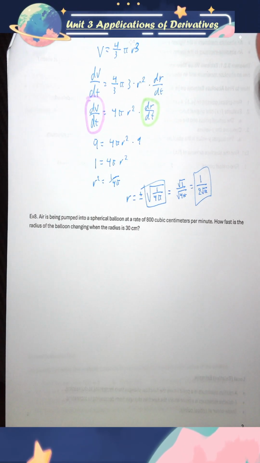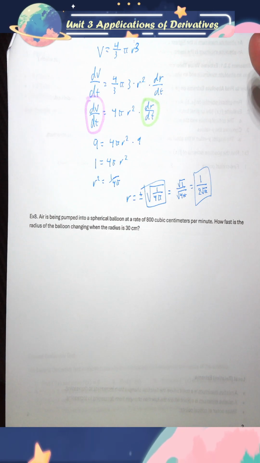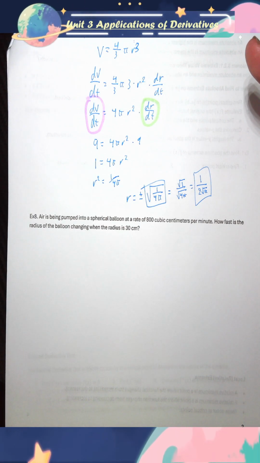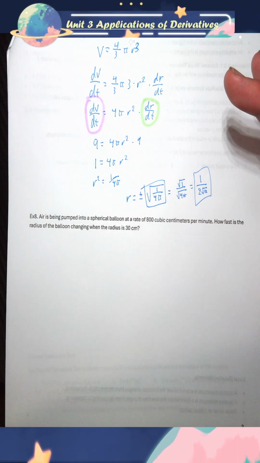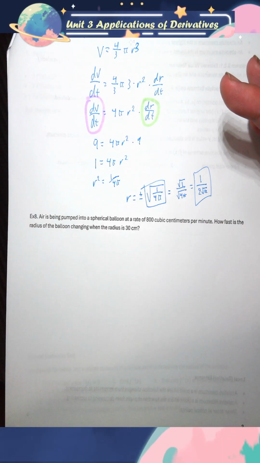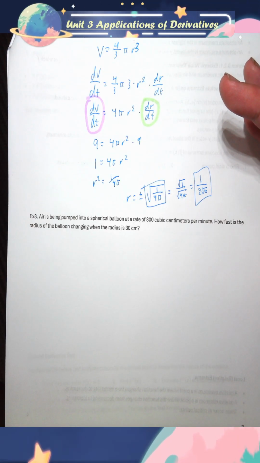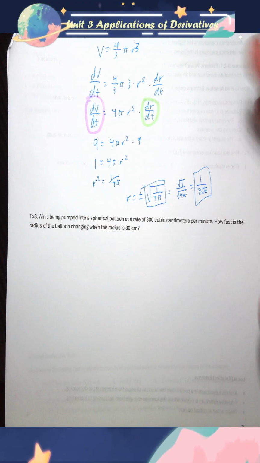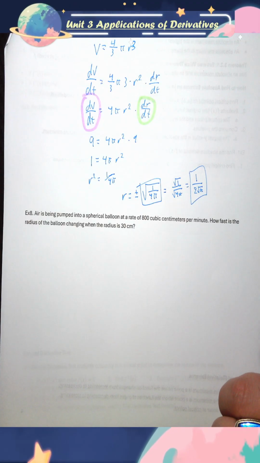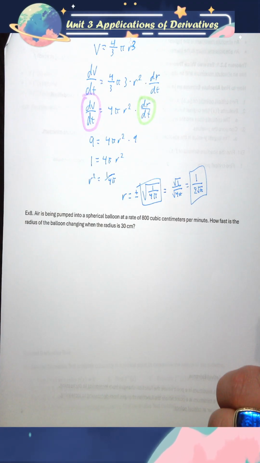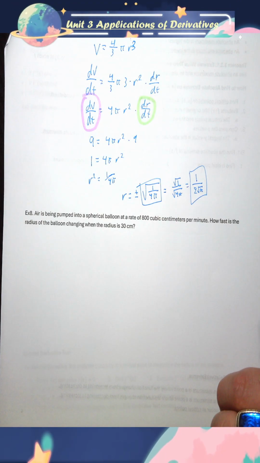All right. I believe this one is our last one. So now we have air being pumped into a spherical balloon at a rate of 800 cubic meters per minute. Sorry, I forgot the question. How fast is the radius of the balloon changing when the radius is 30 centimeters?